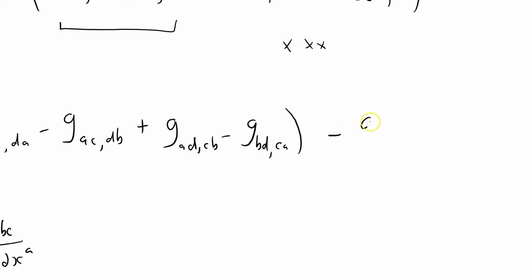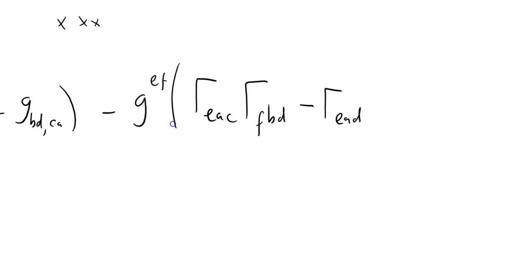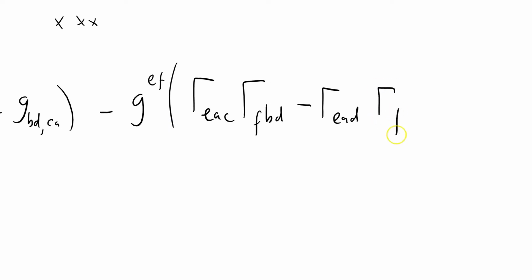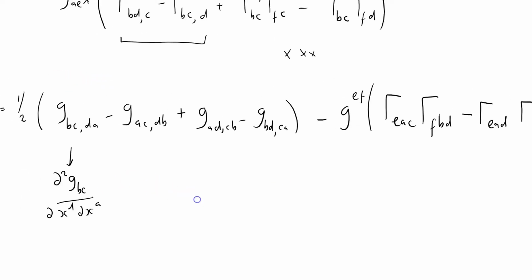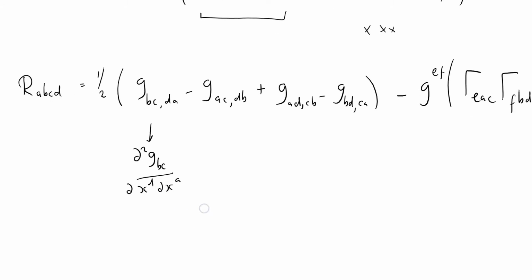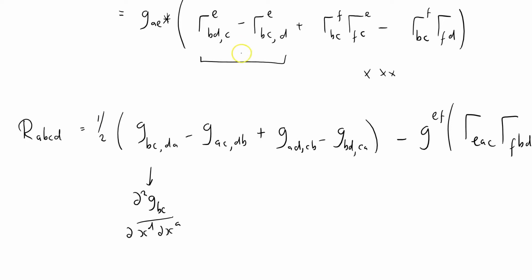But we've also got cross terms here. We've got minus g^{ef}, and then some products of Christoffel symbols of the first kind: Γ_{eac} Γ_{fbd} minus Γ_{ead} Γ_{fbc}. Why is this form useful? This form's useful because the various symmetries of the Riemann-Christoffel tensor are very obvious in this format here. So what I'm going to do is, I'm not going to do all of it, but I'm just going to look at the first two here.